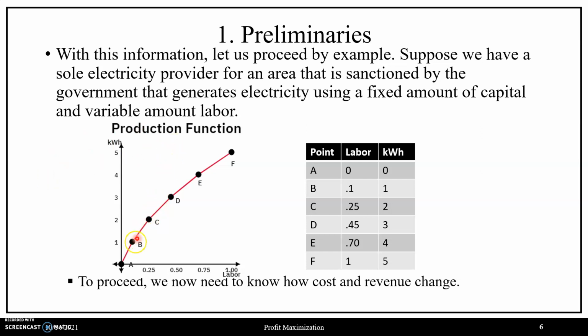In our production function, capital is fixed. We have a variable amount of labor, which is on the horizontal axis, and in this case it's going to be in percentage terms. Labor can be from 0% to 100% of the labor force, and they use that to produce electricity in kilowatt hours, which is on our vertical axis. In terms of production, our standard assumptions hold, in that as more variable labor is used, production of electricity is going to increase, but at a decreasing rate due to diminishing marginal returns on labor. With this in mind, to proceed, we now need to know how cost and revenue change.